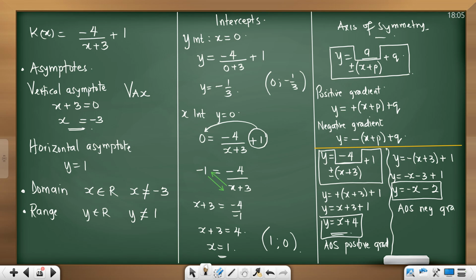Talk to me, are we okay with this page? Everything on this page? In grade 11, this is the bare minimum that you should know. Is there anybody who's lost?